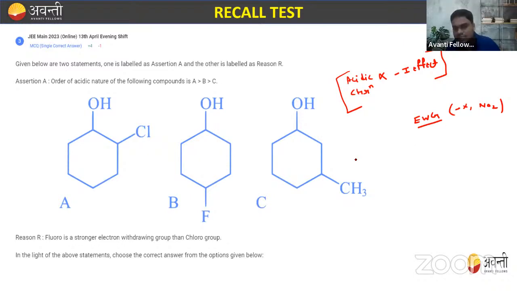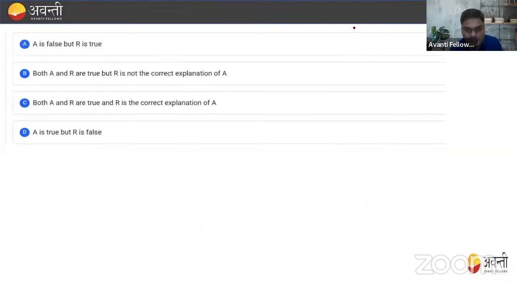Yes. Got it? Chalo. Very good. Now, the reason is also correct now. Fluorine is a stronger electron withdrawing group. So, what is the correct answer for this question? Can anyone? Yeah. Repeat, sir.